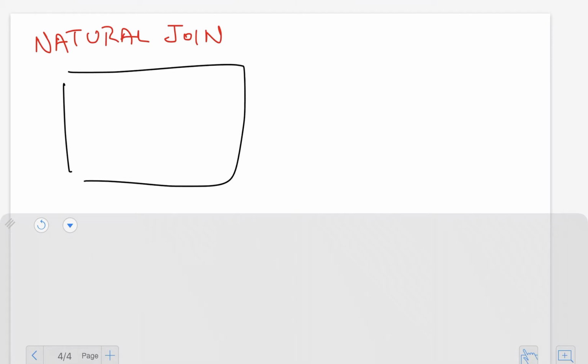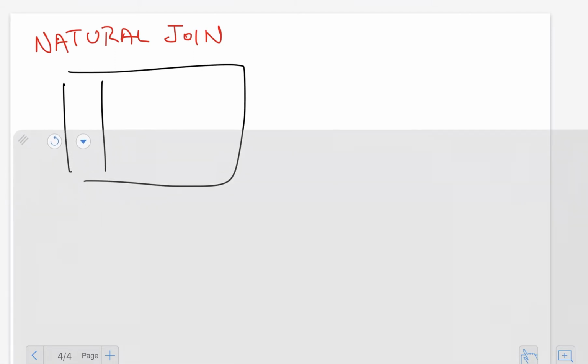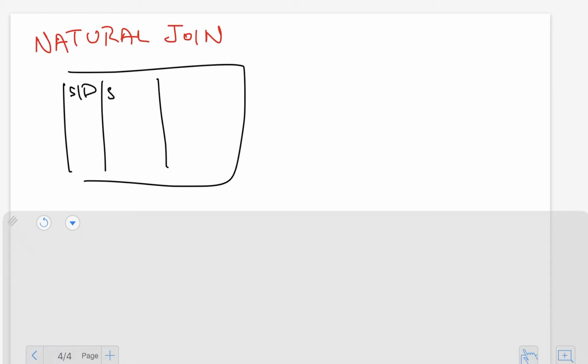So what the natural join does is that it makes sure that, let's say, I have a common column in both of them. So in this case, I'm going to take a slightly different example. Let's say I have a relation called student, which has again SID, S name, and gender.